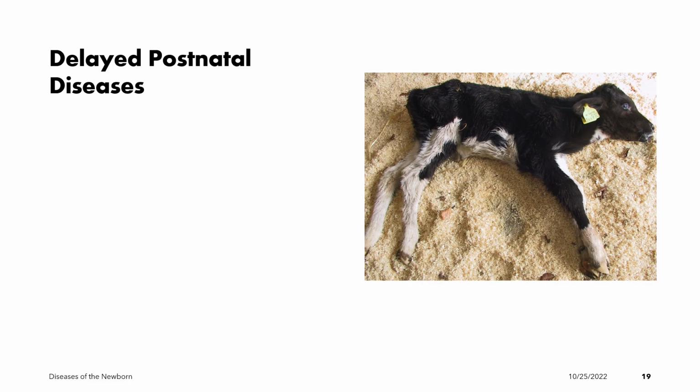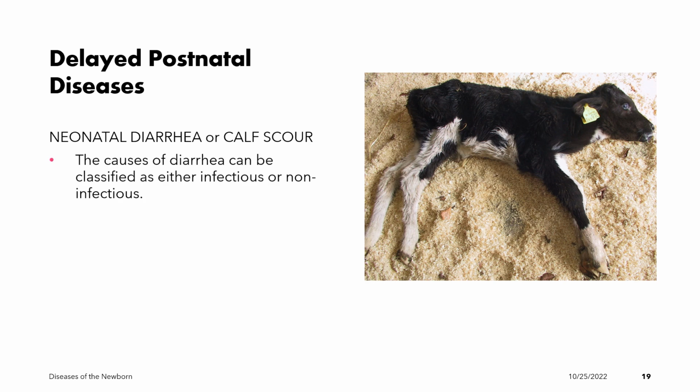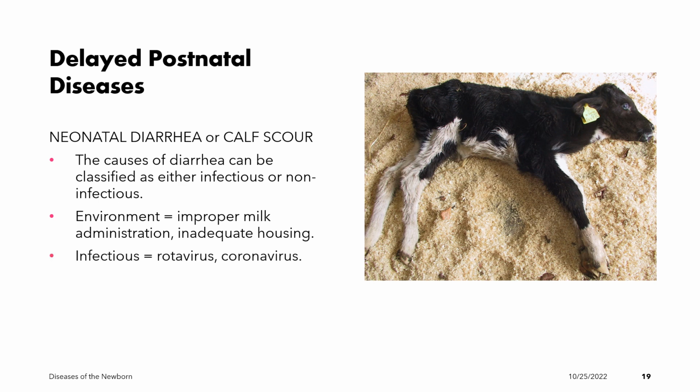In calves, we also have neonatal diarrhea, or calf scour. Again, when we say scour, that is synonymous with diarrhea. It can be defined as an increased loss of water through the feces. And the cause of diarrhea can be classified as infectious or non-infectious. When the environment is the cause, this can result from improper meal administration and also inadequate housing. The infectious causes of neonatal diarrhea or calf scour could include rotavirus and coronavirus.